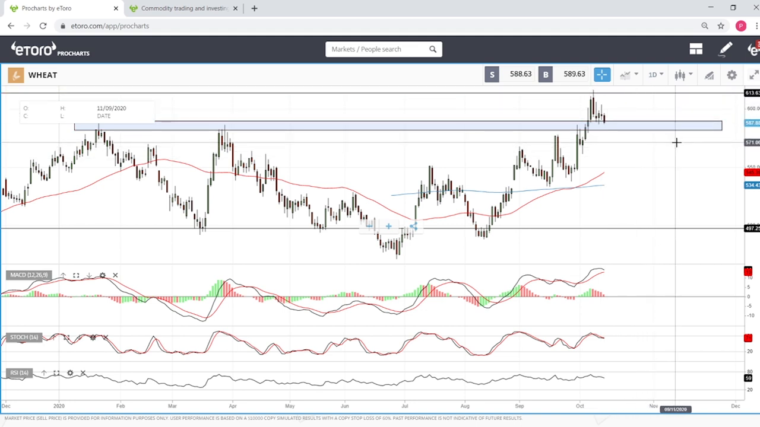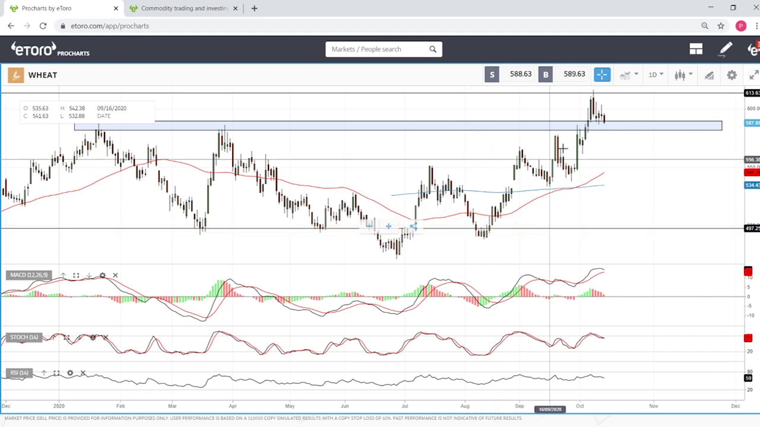Probably the main reason why wheat has rallied so significantly is due to temperature. It's very similar to natural gas and others, in that when you have extreme temperature, then you have droughts, and that also affects the supply of wheat, and therefore prices go basically parabolic when that happens. So bad harvest, you see higher prices.